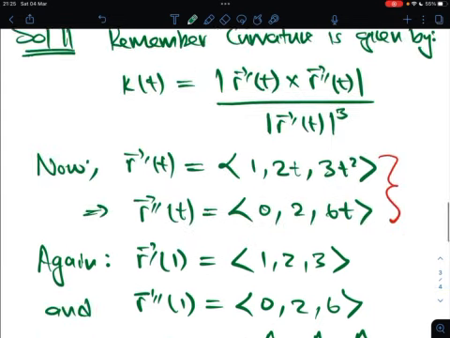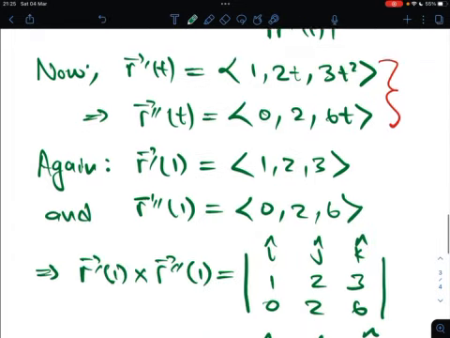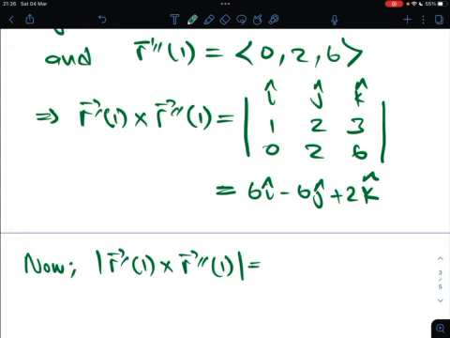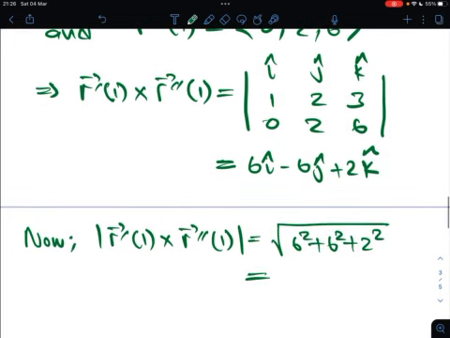But when we look at the formula, it actually requires the absolute value, or the modulus, of this. So what is the modulus of what we've just calculated? It is just the root of 6 squared plus 6 squared plus 2 squared, which is 36 plus 36 plus 4, which gives us 76. So we get root of 76, like that.